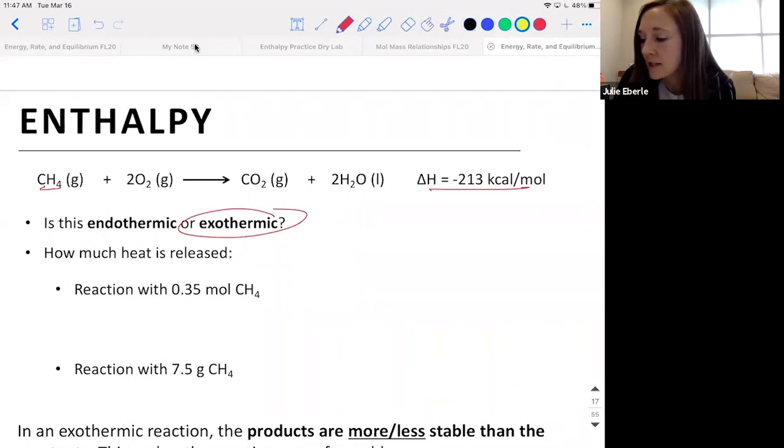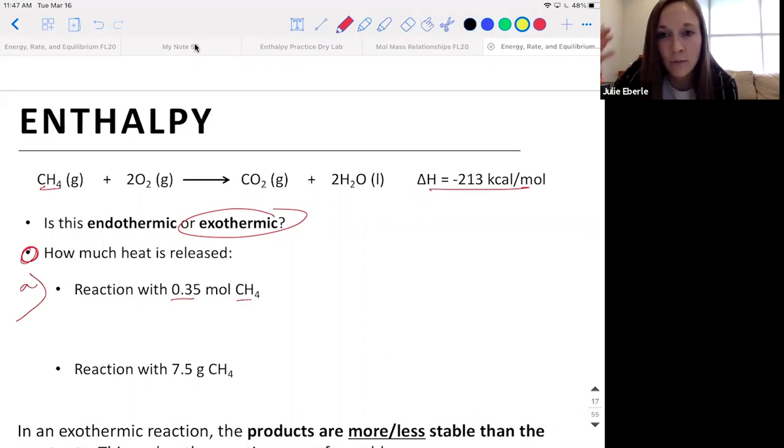All right, how much heat is released? That's the question we're going to answer right here. How much heat is released if, in scenario A, we do the reaction with 0.35 moles of CH4, methane? So how do we answer this? We need a conversion factor. We need to convert from moles of CH4 to kcals.